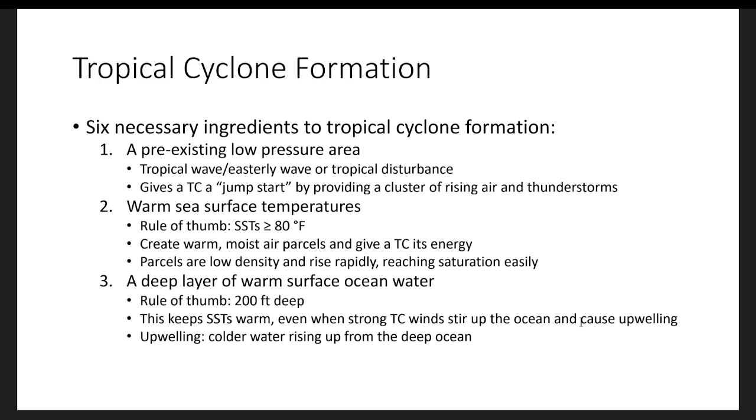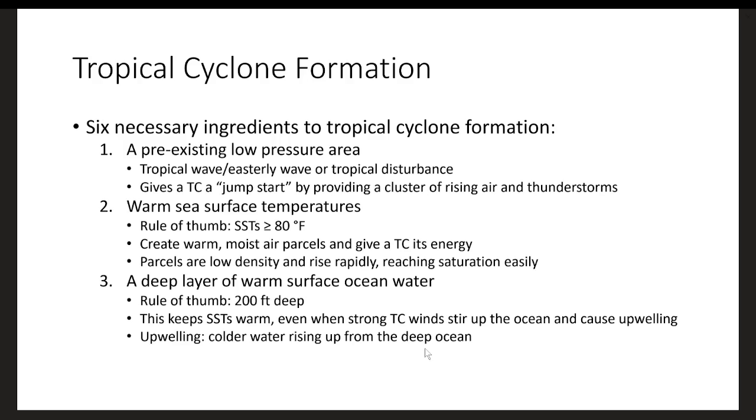The second thing you need is warm sea surface temperatures. This is really important. If you don't have the sea surface temperatures to sustain a hurricane, they're not going to form, because that's where they get most of their energy from. And that's why we really see hurricane season in late summer, because that's when the water is the warmest. So, rule of thumb, sea surface temperatures greater or equal to 80 degrees Fahrenheit. So it creates warm and moist air parcels that give a tropical cyclone its energy. And the parcels are low density and rise rapidly, and they reach saturation easily. And that's just because it's off the water, and the water is evaporating really rapidly. And so it's just fuel for the hurricane or tropical cyclone.